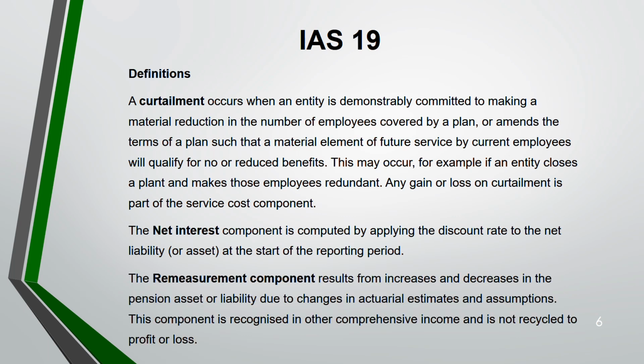The remeasurement component is a balancing figure you have to find out. The remeasurement can result either from an increase or decrease in your pension asset or liability. Like any asset or liability, when there is a remeasurement done to fair value, we have some gain or loss, right? Because that change can happen because of actuarial estimates.